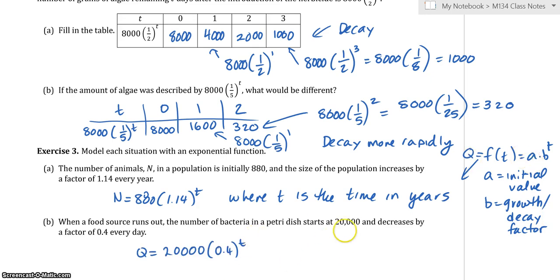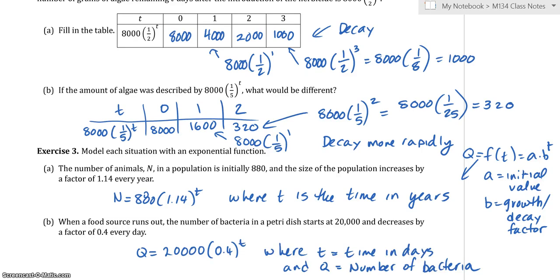So Q is equal to the initial amount, which is 20,000. It decreases, so that means it's going to decay by 0.4 every day. So the B would be the 0.4, the factor, and the 20,000 would be the initial amount. We're going to see from our next page that this right here is a growth when the growth factor, or the B, is bigger than 1, because then we're multiplying. Even 1.14 gets a little bigger each time.